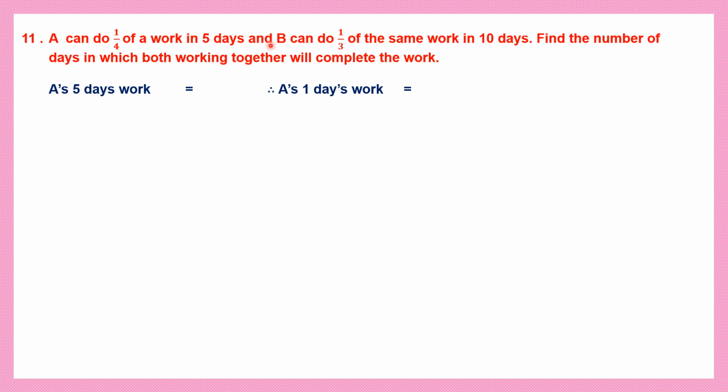A's 5 days work: in 5 days, A can do 1/4. Now here we're talking about 5 days, and 1 day's work will be 1/4 divided by 5. Divided by 5 gives us 1 day's work. So this is 5 by 1, and we write 1 by 4 into 1 by 5 because we write the reciprocal. So this makes it 1 by 20. Now we have found A's 1 day's work.